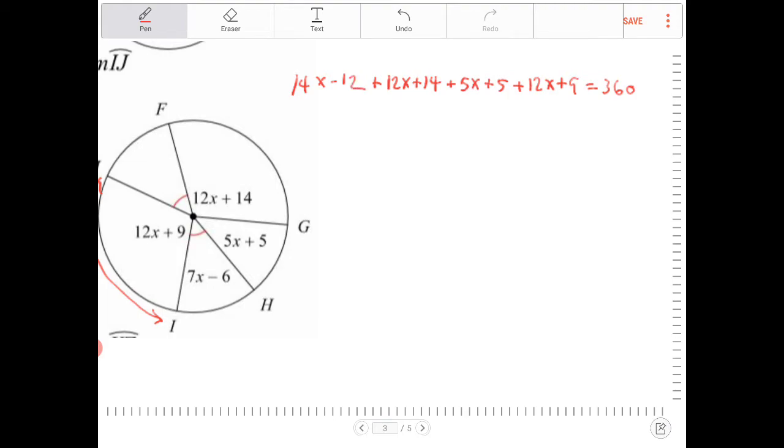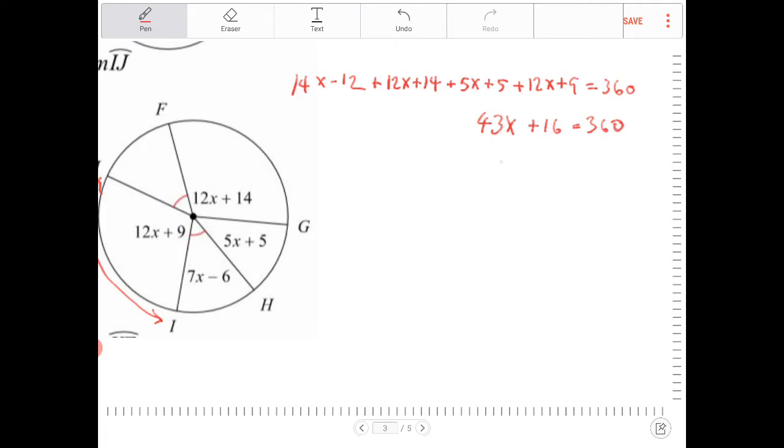Okay. So how many x's do I have altogether? 14 plus 12 is 26. Plus 5 is 31. 31 plus 12 is 43. So I have 43 x's. And then I have to combine all those terms without any x's. So negative 6 plus 14 is 8... actually, negative 12 plus 14 is 2. 2 plus 5 is 7. 7 plus 9 is 16. So it's plus 16 is equal to 360.